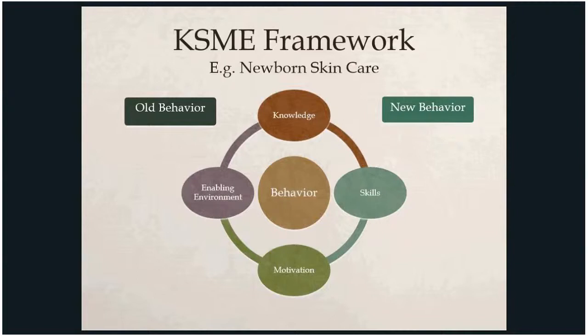So let's take one example, smoking. It gets adopted by a person based on the knowledge that he or she acquires about smoking, the skills that she develops about smoking, and the motivation. Sometimes it will be internal motivation, sometimes it will be peer pressure. And then the enabling environment. Suppose in that particular community there is no shop from where one can buy a cigarette. The environment will make that person smoke a little less.